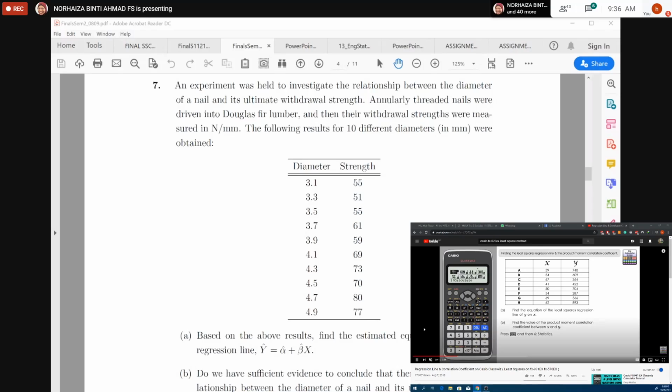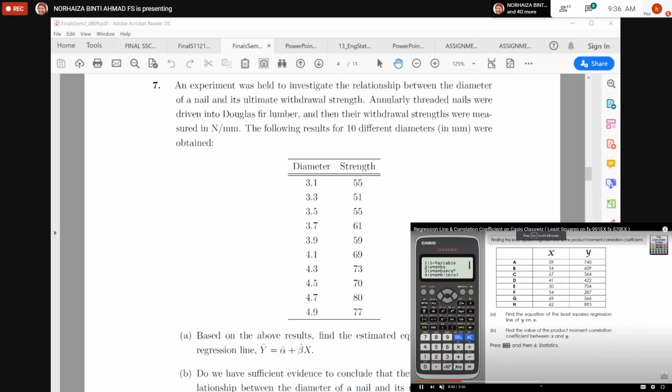Diameter is your x, strength is your y. So diameter is the independent variable, right? Correct. So strength is the dependent variable. In this question it doesn't tell you, but you use your logic to know which one is independent and which is dependent. Basically, the strength would be the output of the experiment. Therefore, diameter would dictate what response strength gives.